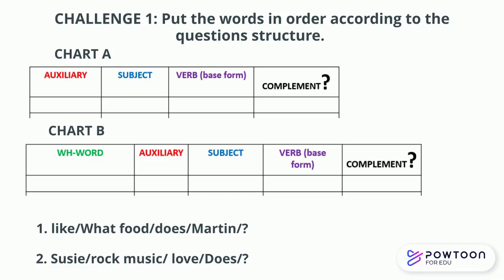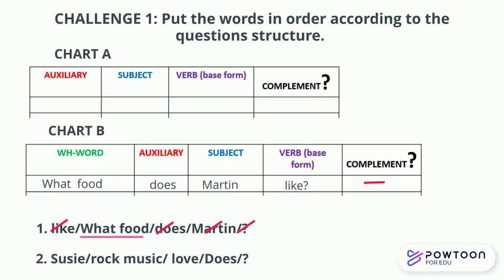Challenge number 1. Put the words in order according to the question's structure in chart A or chart B. For example, number 1, we have the question word what food, so that is chart A or B? B, excellent, you write it. Then the auxiliary, does, very good. The subject, Martin. Then the verb, like, and no complement in this case.